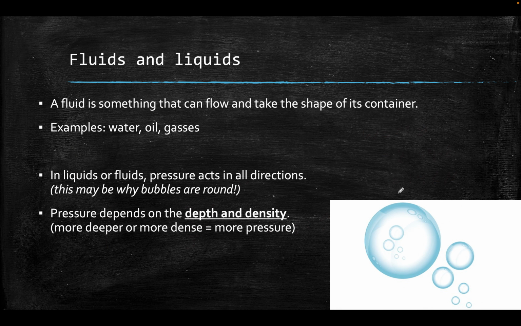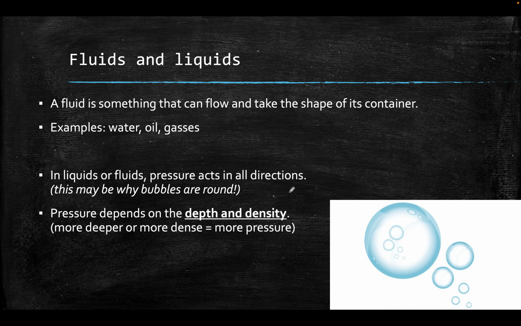So that takes us over to fluids and liquids. A fluid is anything that can flow and takes the shape of a container, like water, oil, gases, air, things like this. In a liquid, the pressure is equal in all directions. That explains why bubbles are round. That's not important. What is important is the pressure depends on the depth and the density of whatever it is inside. If it's deeper inside this water or liquid, there'll be more pressure on it.